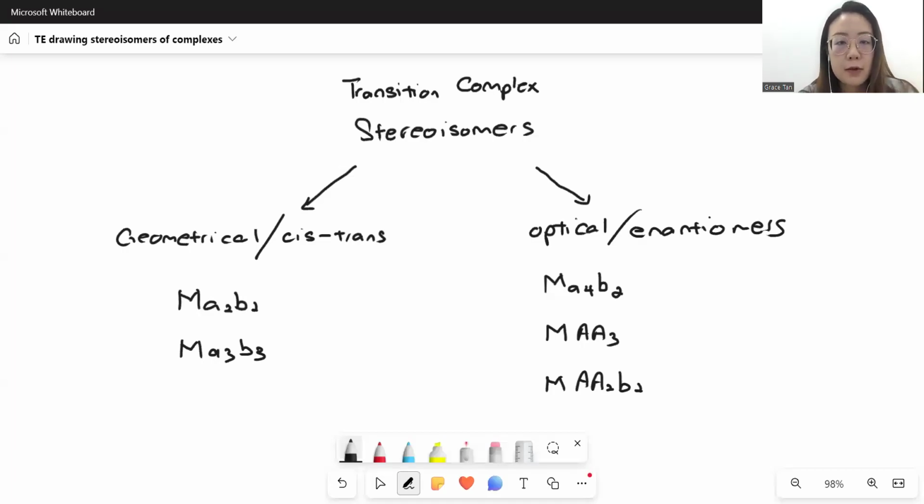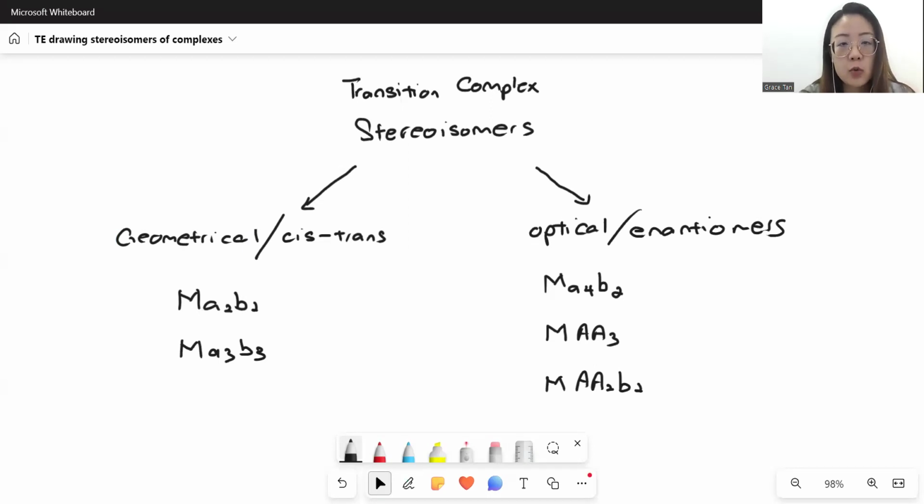In this video, we will cover the transition complex stereoisomers. Now, stereoisomers, there are two types in A levels. The first one is called the geometrical, also known as cis-trans, on the left-hand side. And on the right-hand side, we will look at the other part called the optical, also known as enantiomers. All right. Now, I'm going to cover 5 types. 2 for geometrical and 3 for optical.